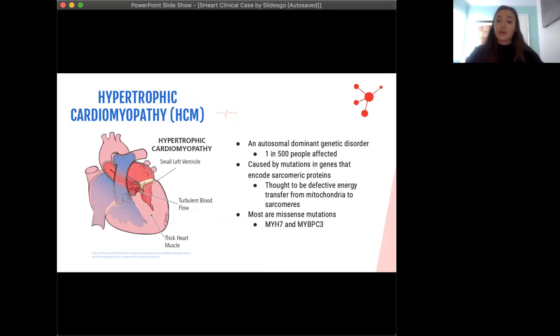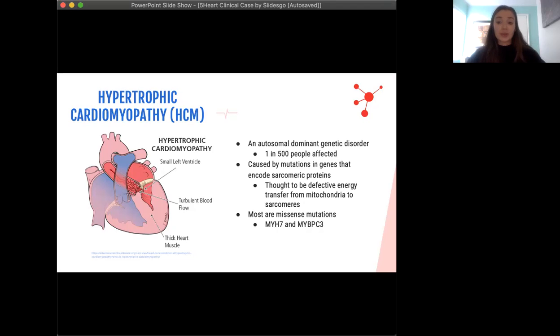So first we have hypertrophic cardiomyopathy, which is an autosomal dominant disorder with an incidence of 1 out of every 500 people affected. Mutations in genes encoding sarcomere proteins cause hypertrophic cardiomyopathy, and this is thought to be from defective energy transfer from mitochondria, so the energy producers of the cell, to sarcomeres.